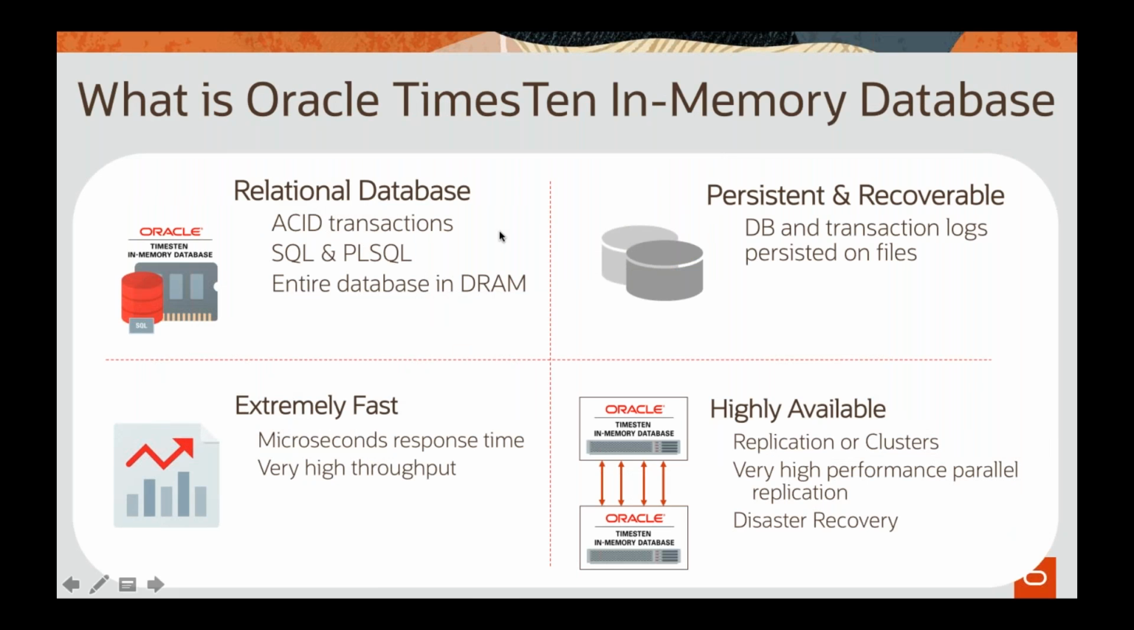So the example I'm going to be giving is using the Oracle TimesTen in-memory database. So TimesTen is a relational database that has ACID transactions. So you commit, you roll back. So you use SQL or PL/SQL to access the database, and the entire database is in memory. Because everything's in memory makes it really fast. But we're not crazy, we still persist the data to files in the file system. So it's recoverable if you lose power or have a hardware failure. And obviously it's highly available, and we have various ways of doing that via replication or clustering.